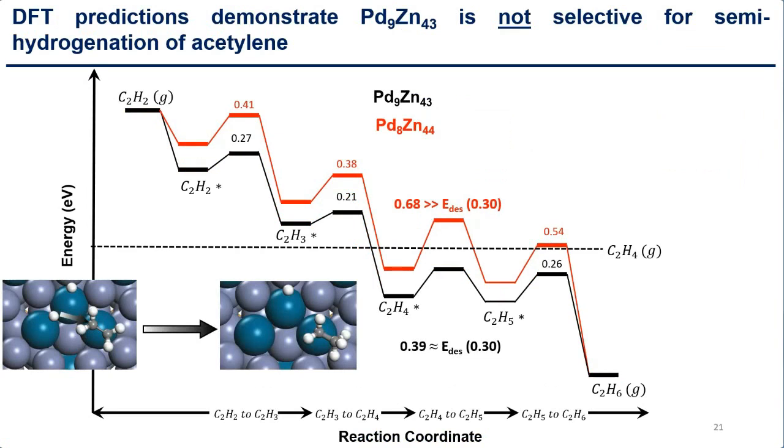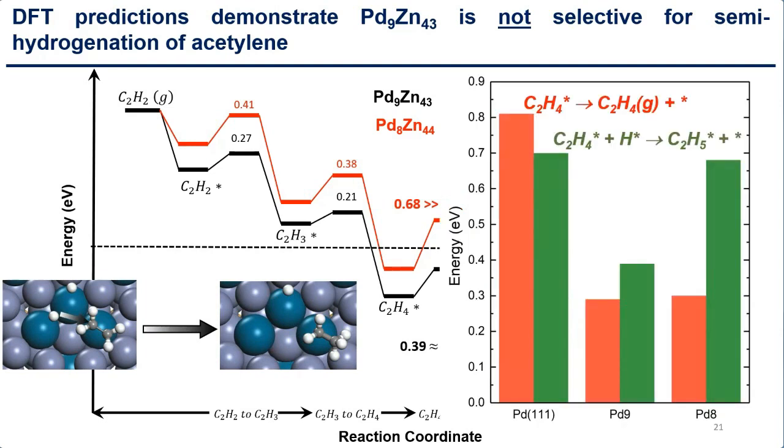Now, if we put palladium-9 on there, the story changes. On palladium-9, because the difference between the semihydrogenation reaction barrier and the desorption barrier are more closely together in terms of magnitude, we suspect that the trimer sites will be less selective or unselective for acetylene semihydrogenation, and we'll see stark differences between subtly tuning the composition from palladium-8 to palladium-9.